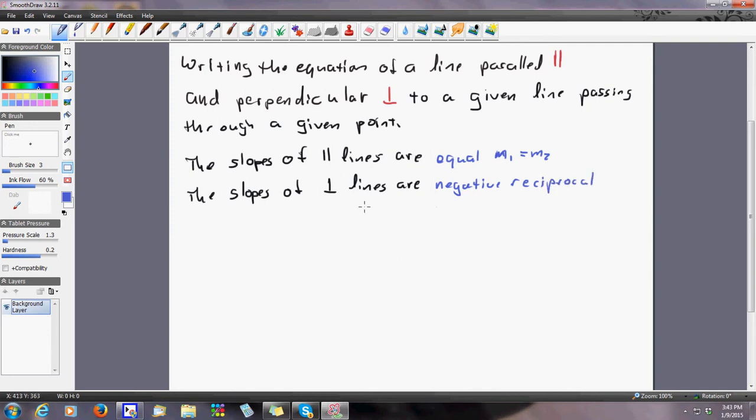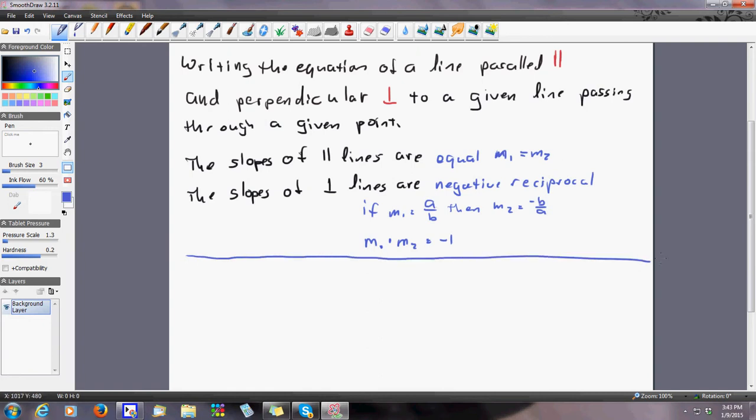So if m1 equals a over b, then m2 equals negative b over a. Interestingly enough, if you take m1 and multiply it times m2, the slope of the first line and the slope of the second line, and it equals negative 1, then the lines are going to be perpendicular. I'm going to try to leave that up. And here's the example I'm going to do.